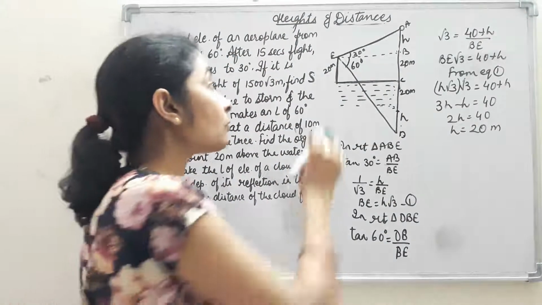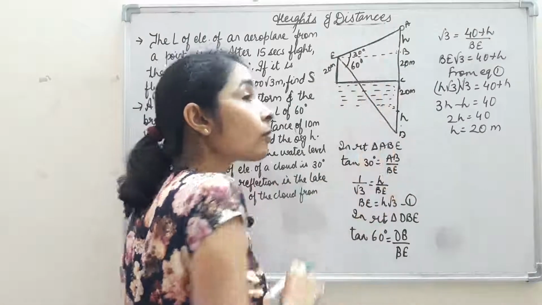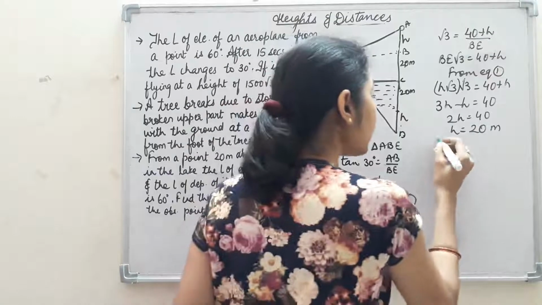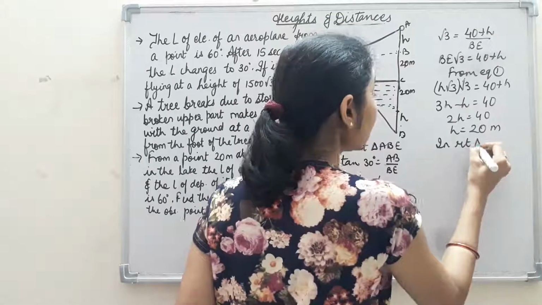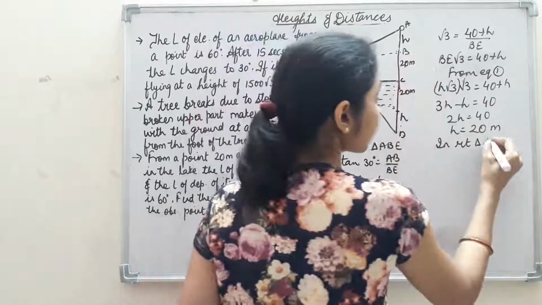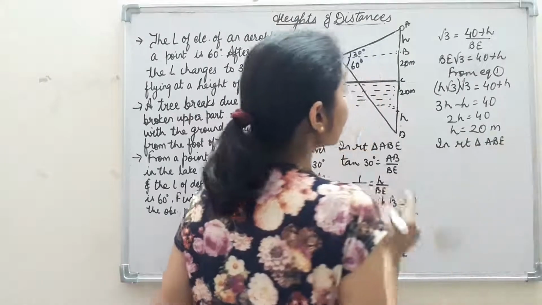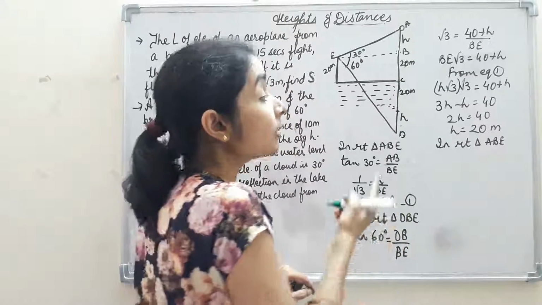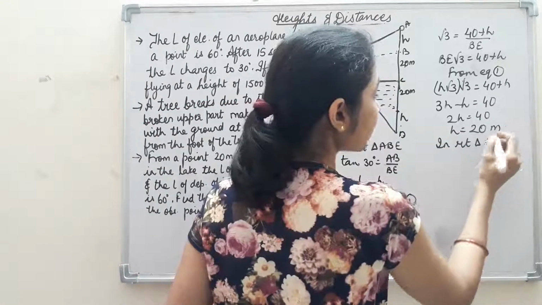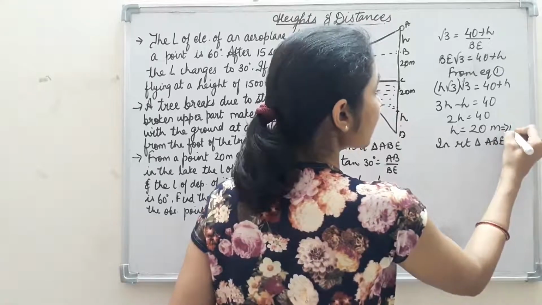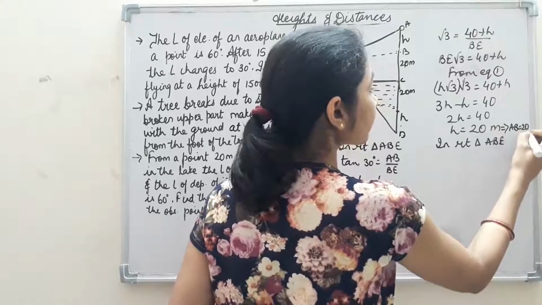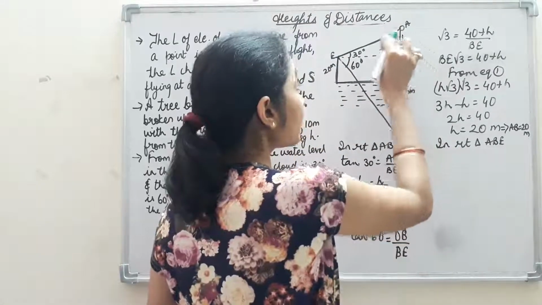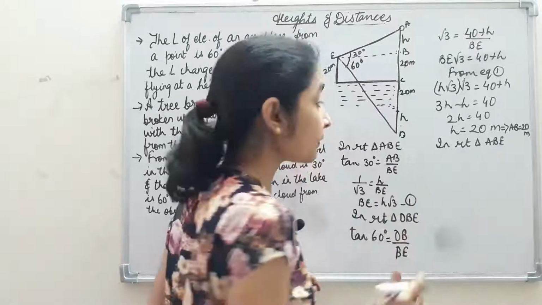But I am not supposed to find out the height of the cloud. I am supposed to find out the distance of the cloud from the observation point. That means the hypotenuse I need to find. So now again in right triangle ABE, I need to find out the hypotenuse and I know the height. So AB is equal to 20 meters. In right triangle ABE, I know the perpendicular and want to find the hypotenuse. That means I will take which ratio?